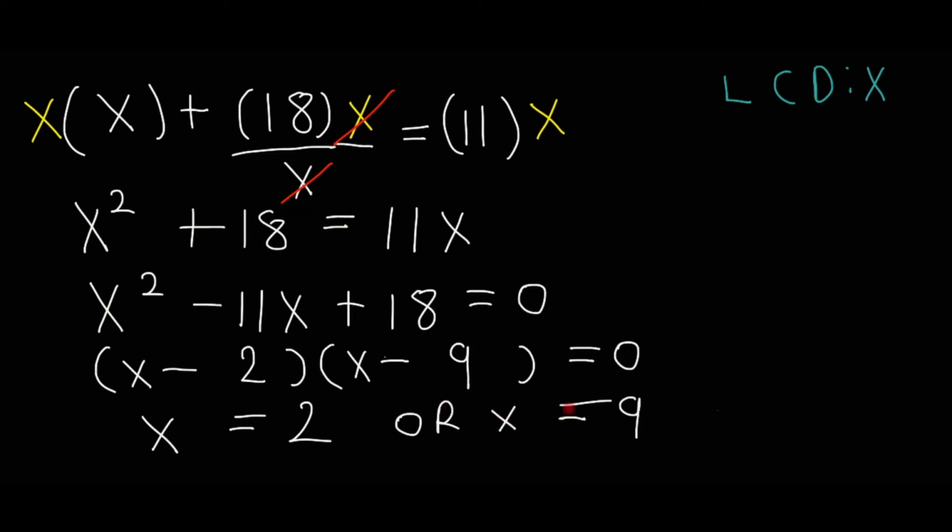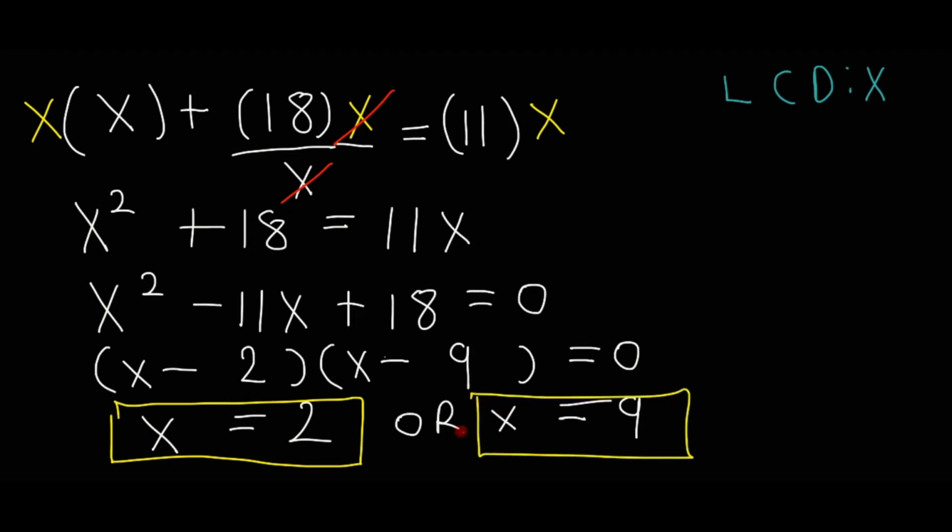So this minus 2 goes to the other side of the equal sign, and we change the sign. I can do the same thing with this one: minus 9 jumps over the equal sign, and I change the sign. So this means as our final answer, x is equal to 2, and x is equal to 9. So this is our final answer.